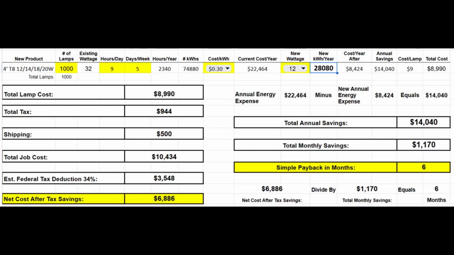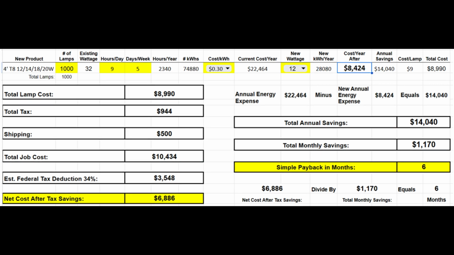All right, now we're going to use the same operating hours, 2,340 hours a year, and multiply that times the same number of lamps, 1,000, and multiply that by 12 watts now instead of 32 watts. With these new lamps, they'll only be spending $8,424 annually.